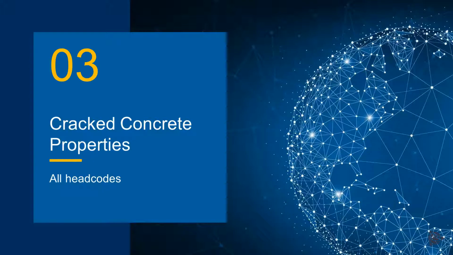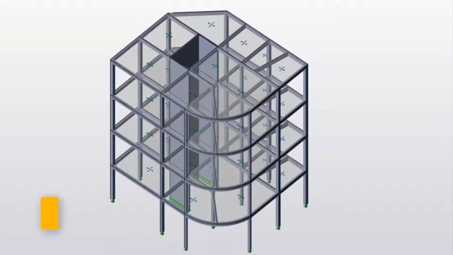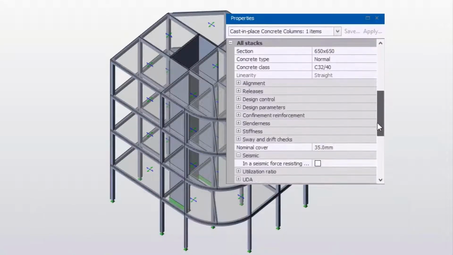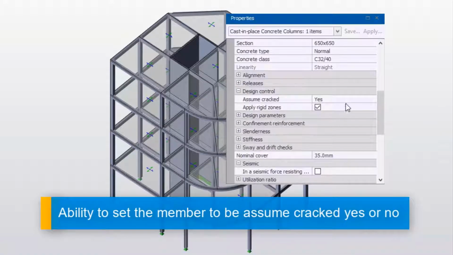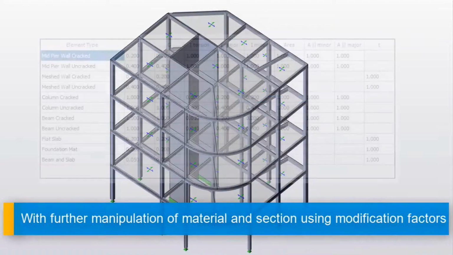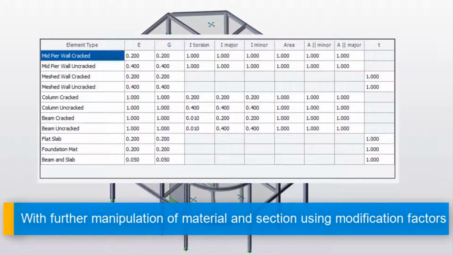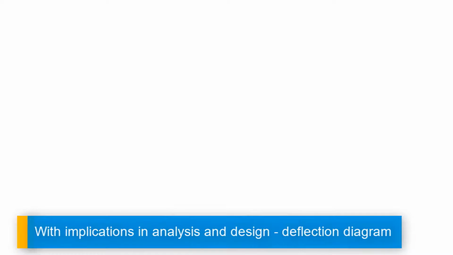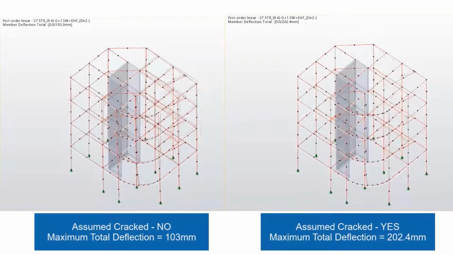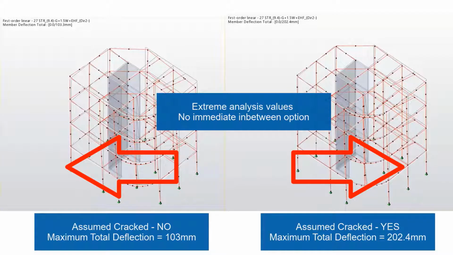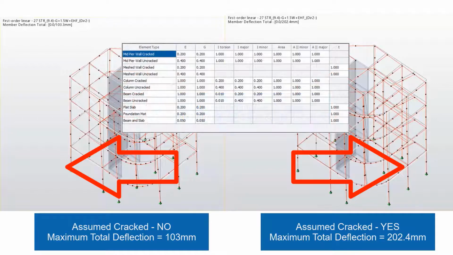In Tekla Structural Designer 2021, engineers have more options with the design of concrete structures thanks to the new cracked concrete properties feature. Previously, the only controls available to the user for analysis and design was assumed cracked, yes or no, with further manipulation of the section and the material being used via the modification factors. This then had implications in the analysis and design for deflection and stresses, with the options giving extreme analysis values. Users had the ability to account for any intermediate effects by adjustment of the modification values.